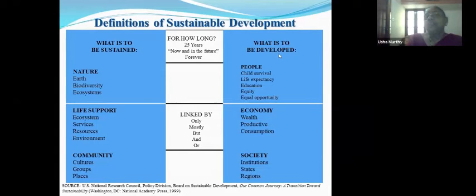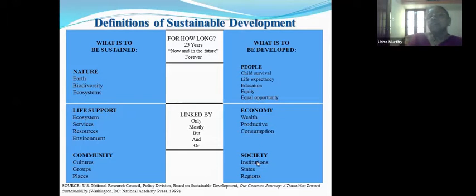Again, what is to be developed? The individual, that is human beings, the child, that is the infant: survival and life expectancy should increase, and education for all, equity and equal opportunity for all. This is one aspect about human beings. And the economic aspect is income, greater wealth, greater production, and greater consumption. This is another aspect.